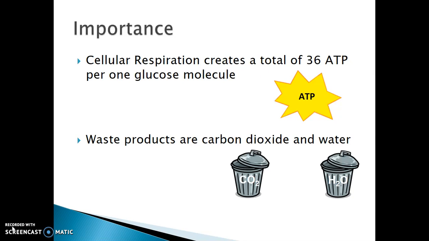Why are those waste products important? Because carbon dioxide and water are the waste created by respiration. But they are the things that are needed. They are the reactants for photosynthesis. So photosynthesis needs what respiration creates. And then what photosynthesis creates is what respiration needs. So the two are a cycle. One creates what the other needs. The second creates what the first one needs. It's really cool because they feed each other.